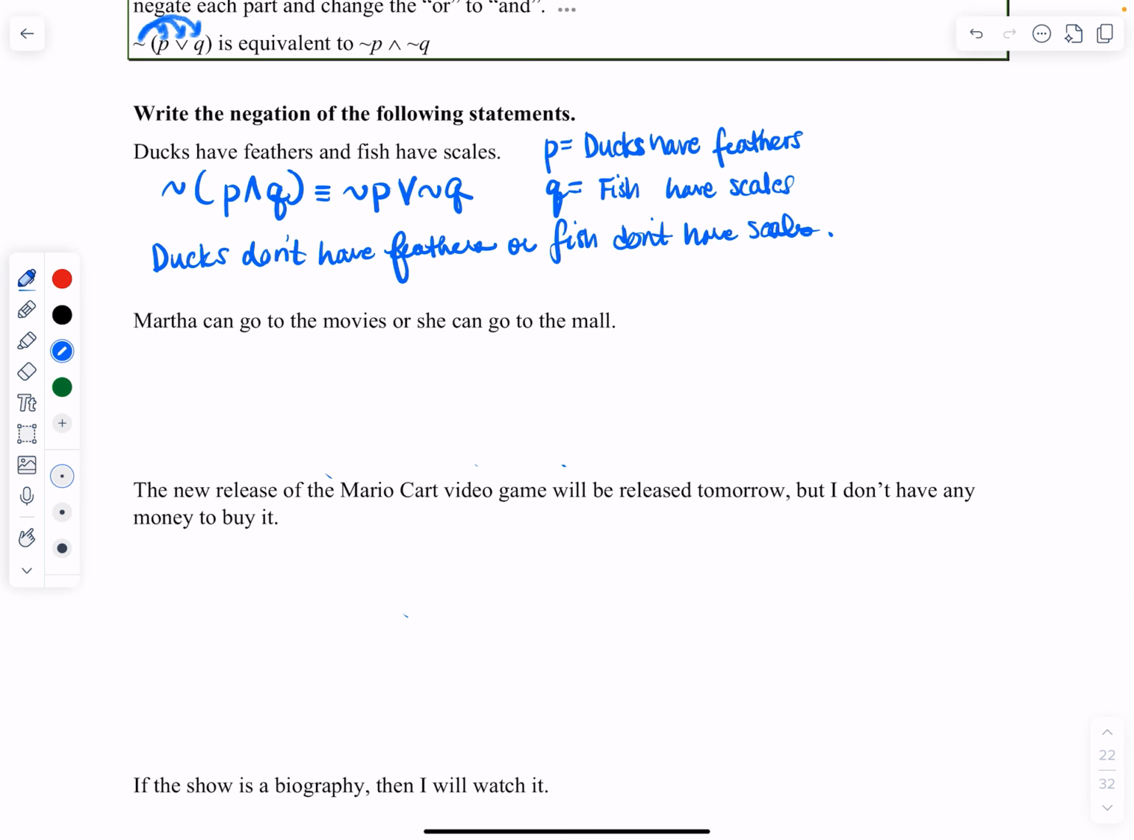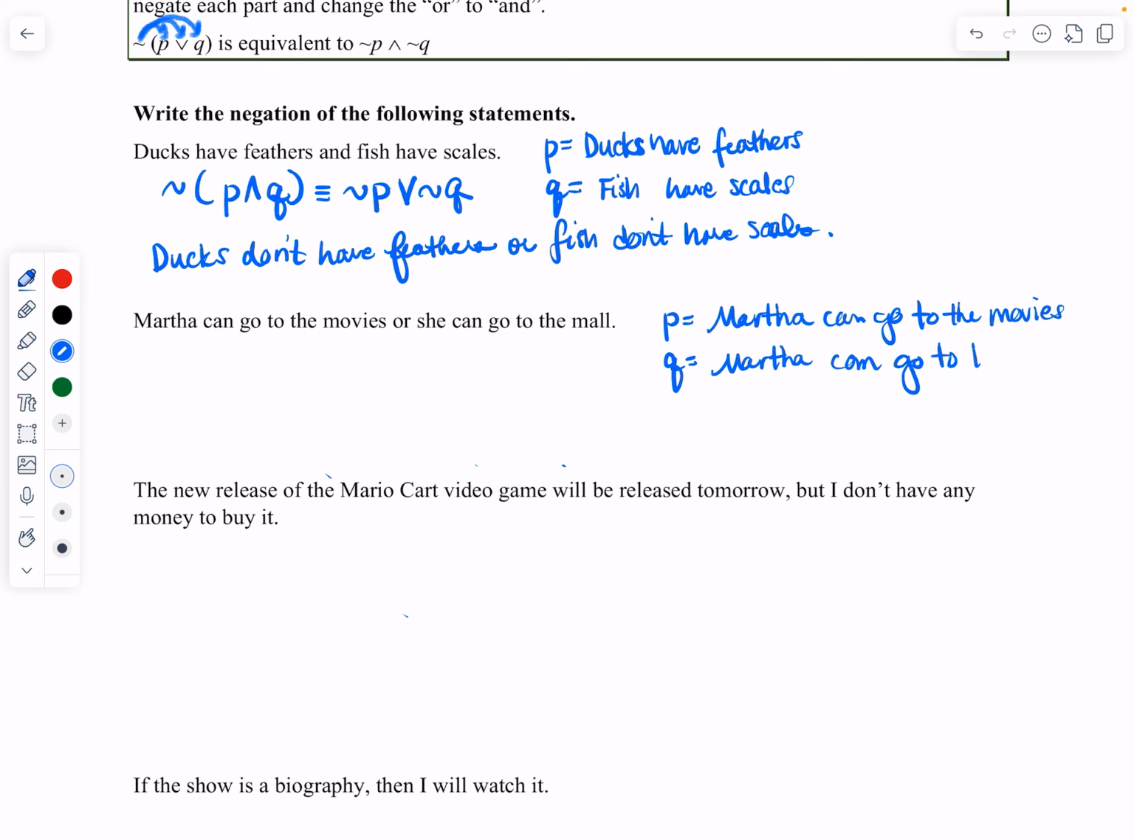Martha can go to the movies or she can go to the mall. So let P equal Martha can go to the movies, and let Q equal Martha can go to the mall.